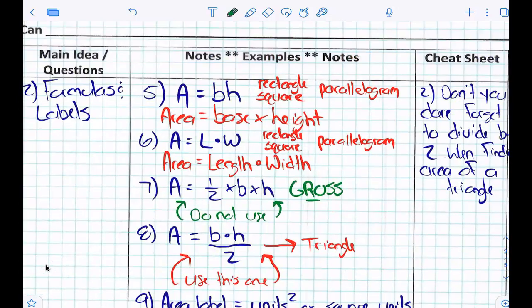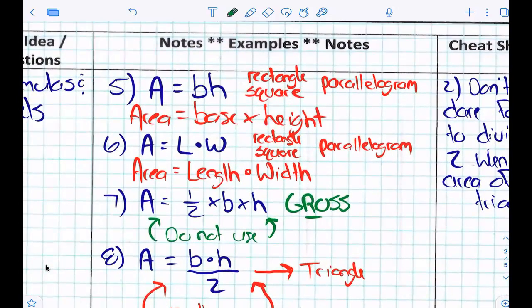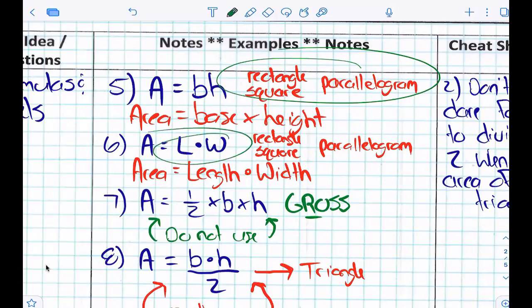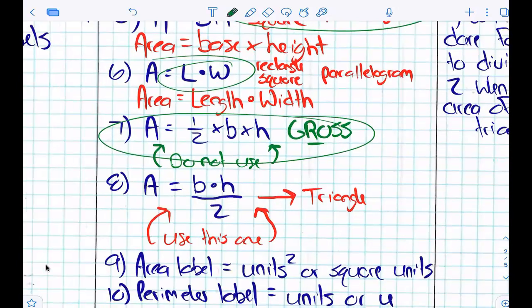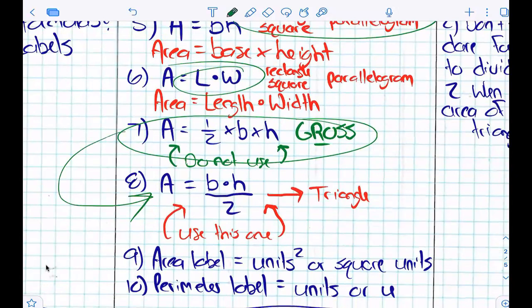All right, here we go. The area is base times height. It helps us figure out the area for 3 shapes. What are they? Rectangle, square, parallelogram. Length times width is just the same thing, right? This is definitely a gross equation that we're not going to use, yes? So if we see that equation, we know that we're going to just rewrite it into this one.